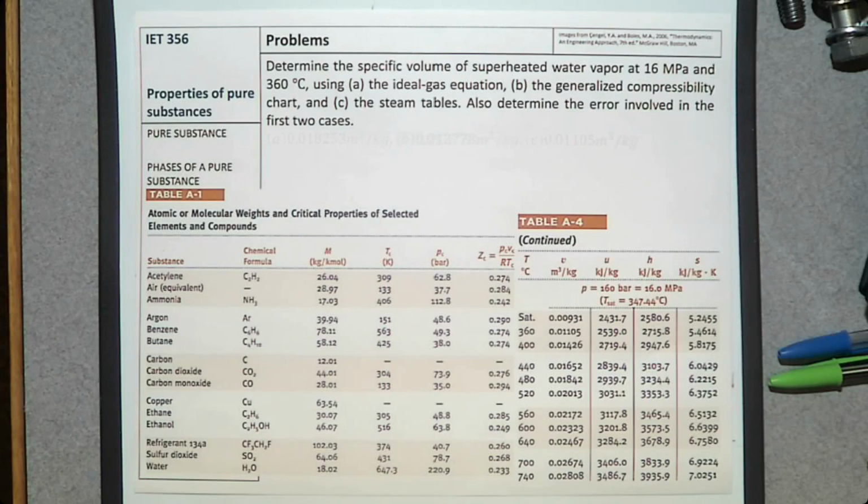And then finally, we are going to determine the actual value by using the steam table. The one that you get from a table is going to be the most accurate because those values are from experiments. Then we can calculate the error between the ideal gas equation and the compressibility chart to see how much error is involved by using those equations. So that's our plan.